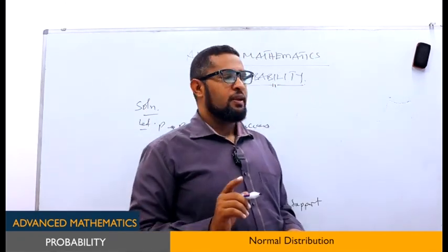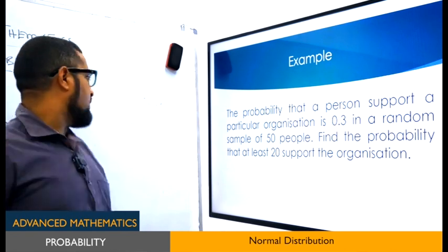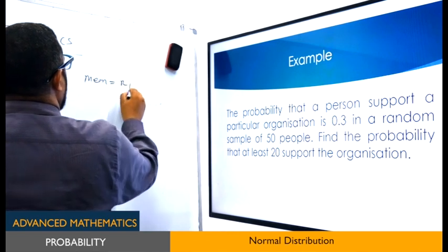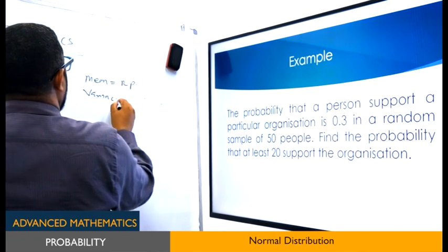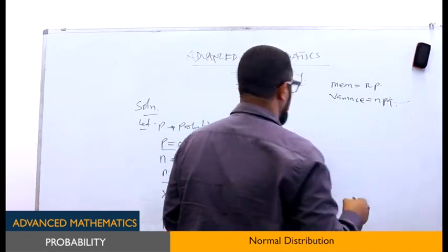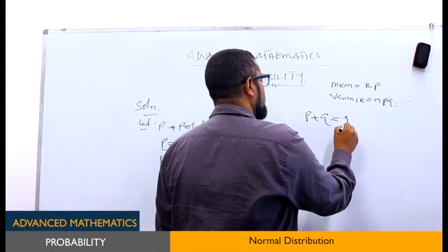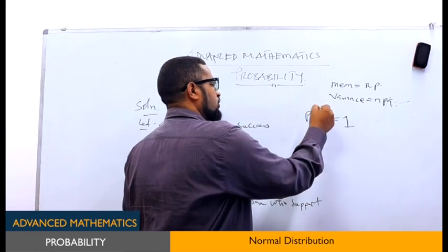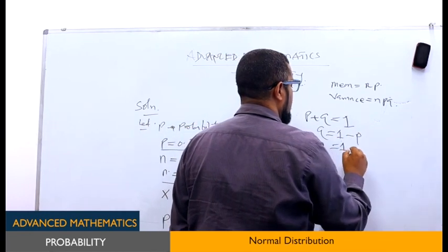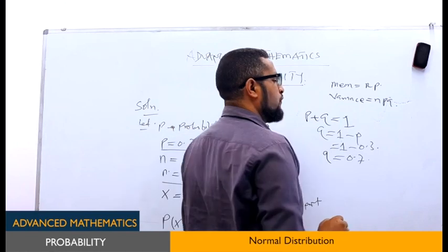But remember, when you want to approximate binomial to normal, remember the condition. And that condition is when the mean is given by NP and the variance is given by NPQ. So for that case, we need to find the value of Q. How do I find the value of Q? Remember, P plus Q equals 1. P is the probability of success and Q is the probability of failure. So Q will be equal to 1 minus P, which is 1 minus 0.3, which is 0.7. So that is the value of the probability of failure.